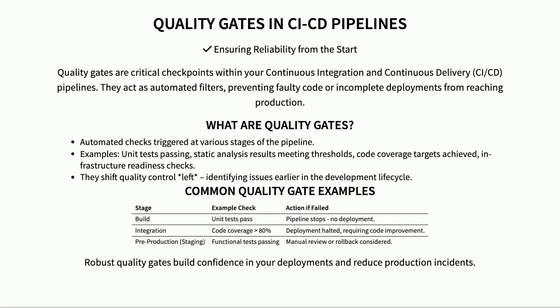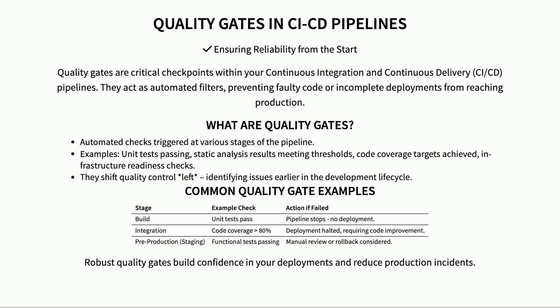Okay, let's talk about how we ensure our software is solid before it hits the real world. We've got these things called quality gates. They are automated checks built into our CI/CD pipelines. Think of them as checkpoints that make sure everything looks good and is ready to go. They basically stop us from deploying anything that isn't up to par.